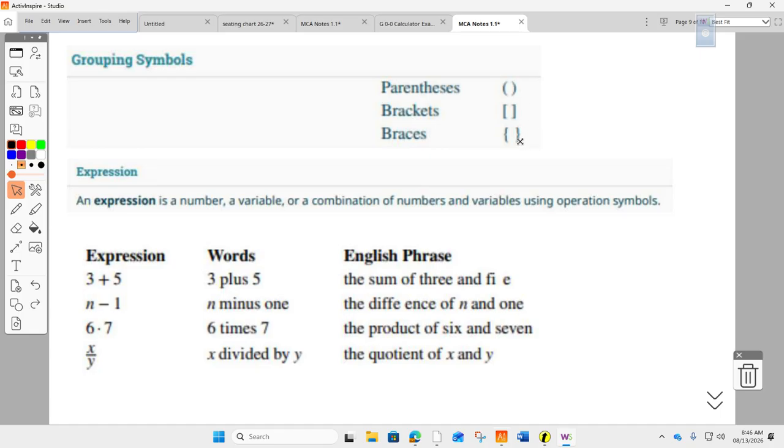On our calculator, if you didn't get a calculator, go ahead and get your calculator. We're going to put some buttons on there. Did everybody get a calculator? Okay.